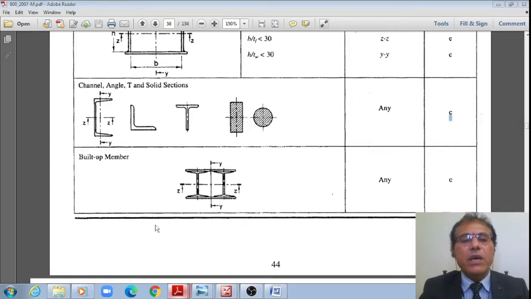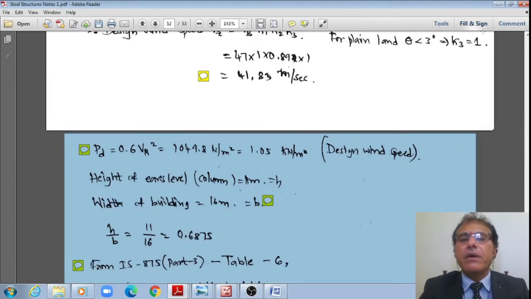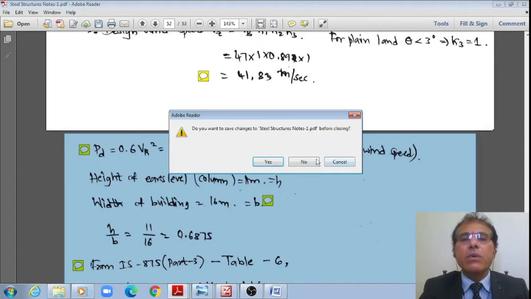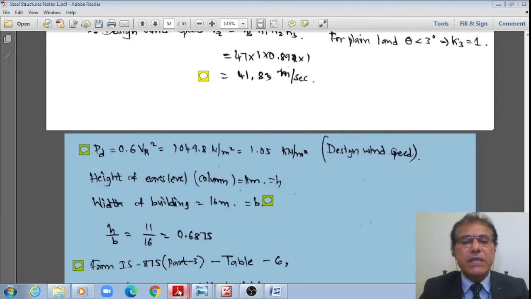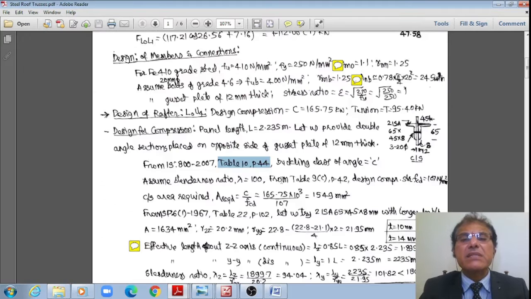Now for this buckling class, I'm assuming a slenderness ratio, because here the load of almost 165 kN is there, an almost medium load. Therefore, I'm assuming a medium value of lambda. Also, the length of approximately 2.24 meter is not too large, so keeping in mind my past experience, I'm assuming slenderness ratio lambda is equal to 100.